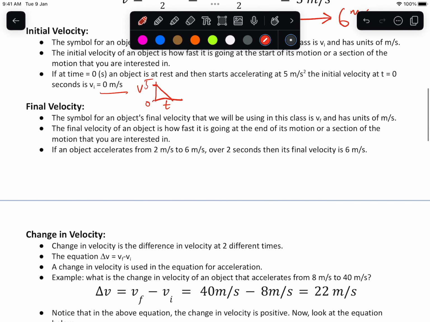The final velocity is just the last velocity that we're looking at in the object's motion. So if an object accelerates from 2 meters per second to 6 meters per second over 2 seconds, its final velocity is 6 meters per second.